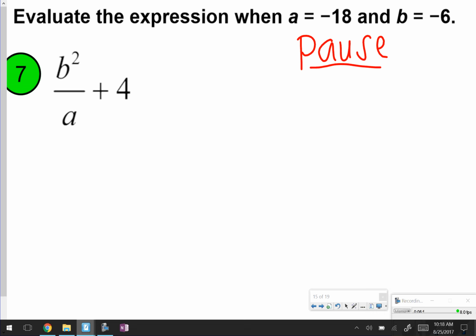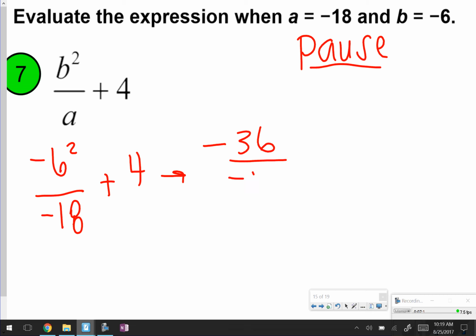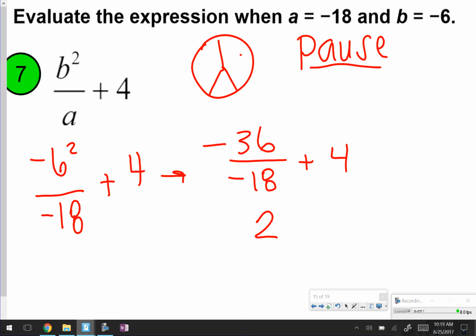All right, here we go. So we have b squared over a plus 4. b is -6, so -6 squared over a is -18, and then plus 4. -6 squared, these things are being divided, but I'm first going to deal with my exponents. -6 squared is going to be 36, still over -18, plus 4. 36 over -18 means to divide, so when I divide it, I get -2. Then adding 4, I will get 2.